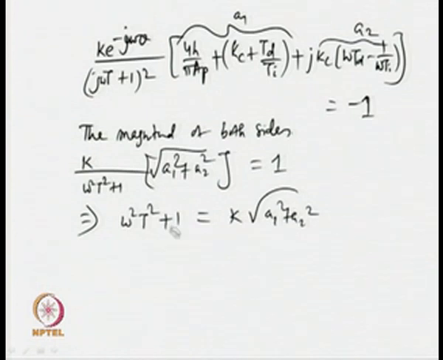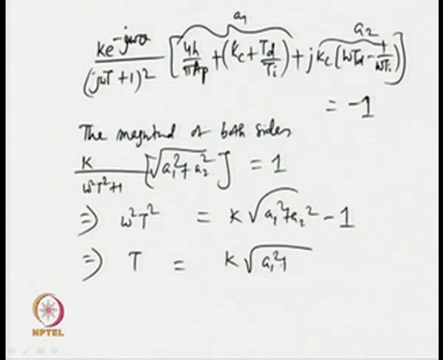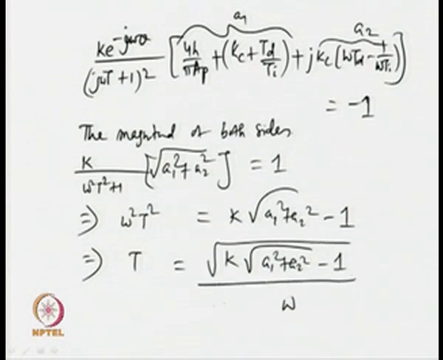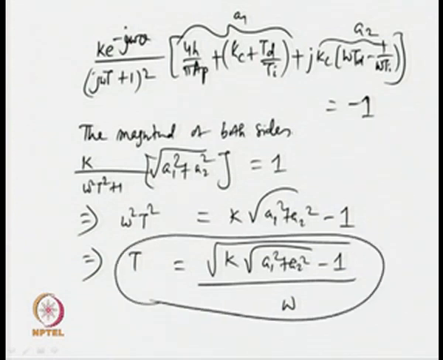Then take this to the right side, giving us minus 1 here, implying t is equal to k root of a1 square plus a2 square. If I take root of this one and square, yes, it is okay. Then minus 1 root by omega. This is how you obtain an expression for t now.